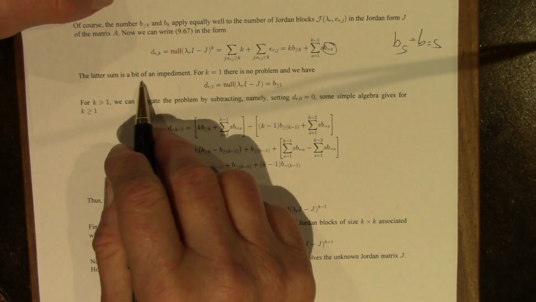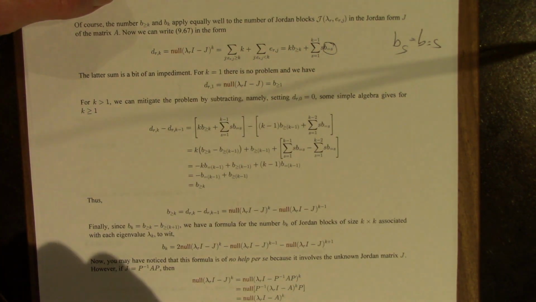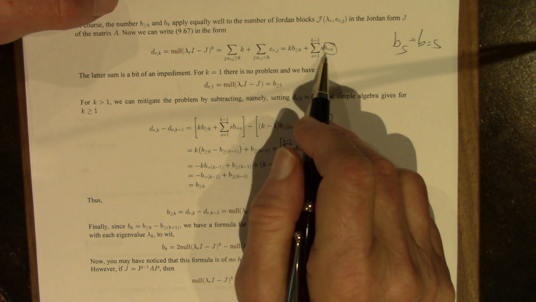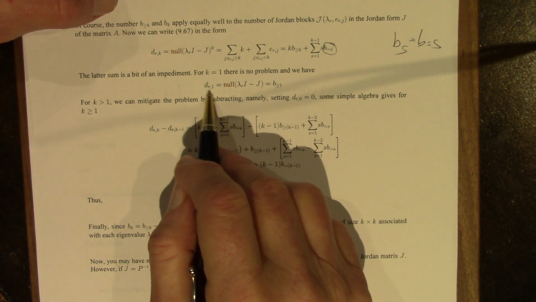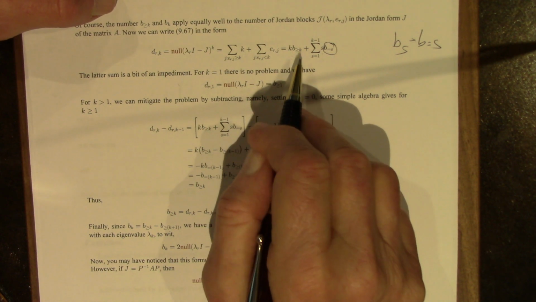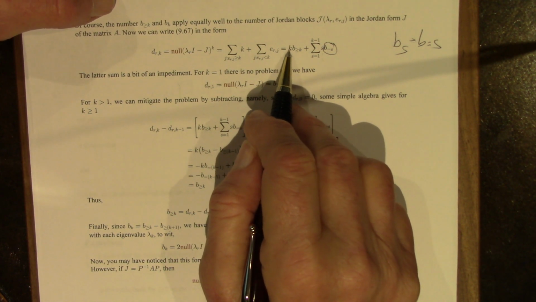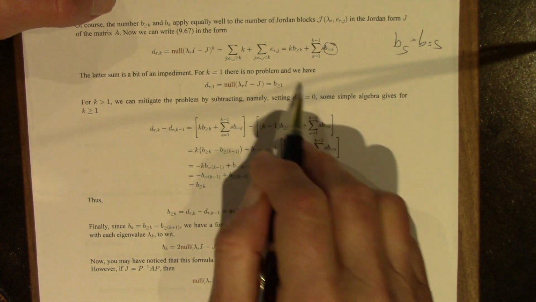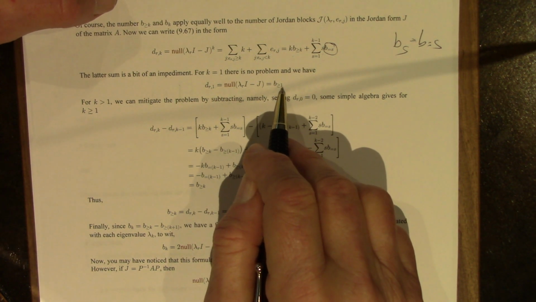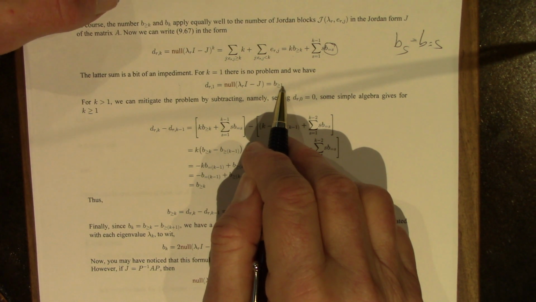Well, the latter sum is still kind of a mess. When k equals 1, it goes away. And so dr1 is just the first term here, and that will be 1 times b greater than or equal to 1. So b greater than or equal to 1: the number of blocks of size bigger than or equal to 1.